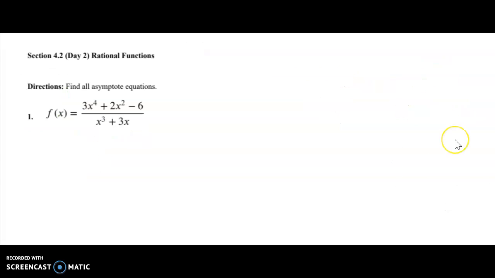Okay, for this one, you don't have to graph it, but it says to find all asymptote equations. I think the bottom factors to x times x squared plus 3. If you solve for these, this one is going to be x equals 0, and this one you get imaginary, so there's only one vertical asymptote at x equals 0. The horizontal asymptote, there is none, because the degree in the numerator is larger than the degree in the denominator, and it's bigger by 1.